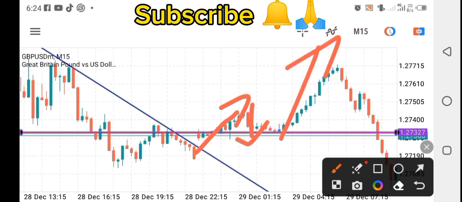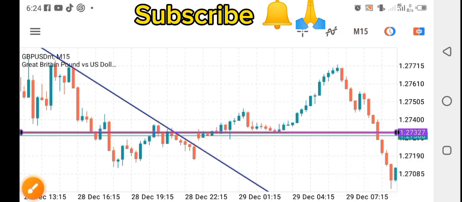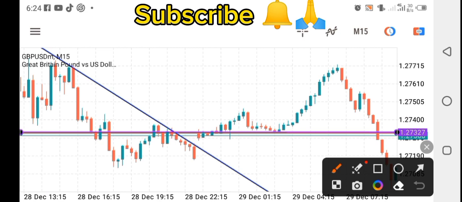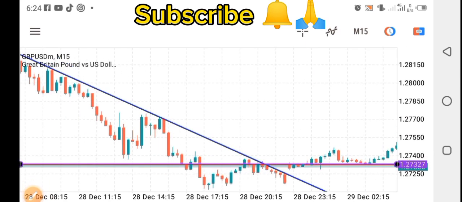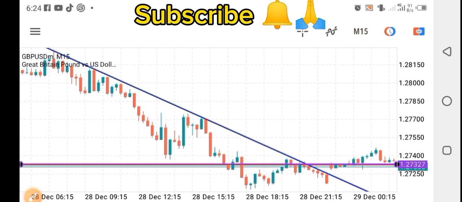So you are to enter when price retests the line. Okay, you are to enter, then your stop loss should be about 10 pips, 10-15 pips should be enough for your stop loss. Now where are you going to take profits? Just look to the left to know where to take profits.